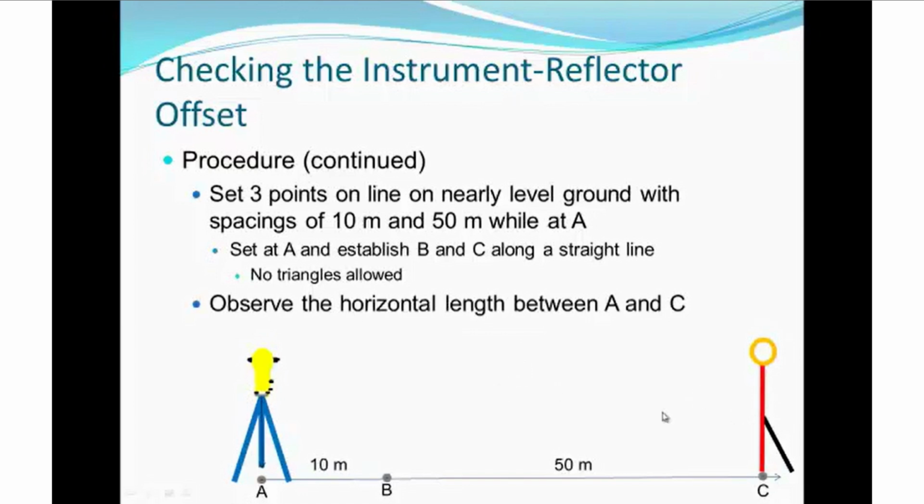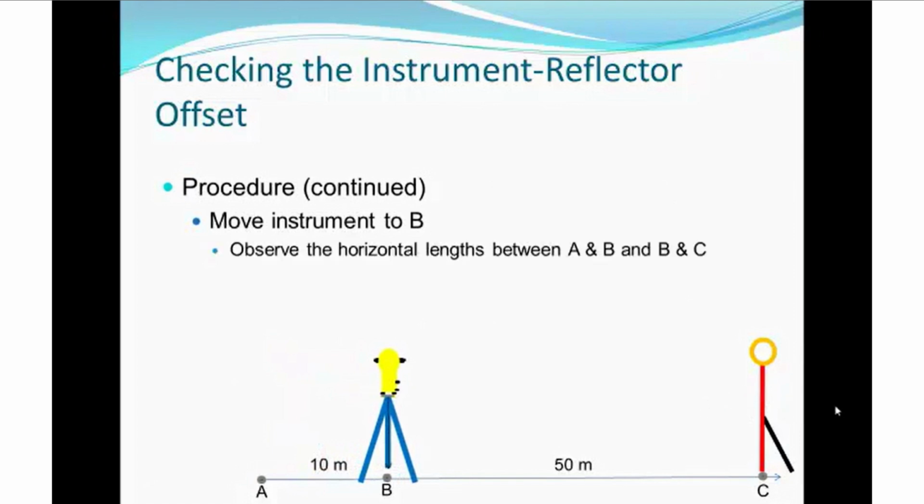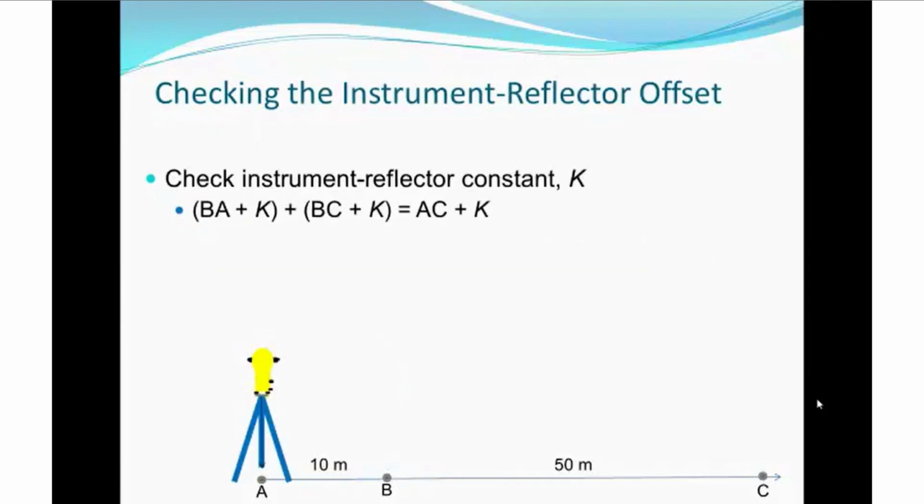Observe the length AC, so the first distance you want to measure is from A to C. Then you'll move your instrument to B, and you'll measure BC. Turn your instrument around and also measure AB. And so you'll have horizontal lengths, and what you need is the horizontal lengths in meters for AC, BC, and BA. Once you have those, you can compute your K.